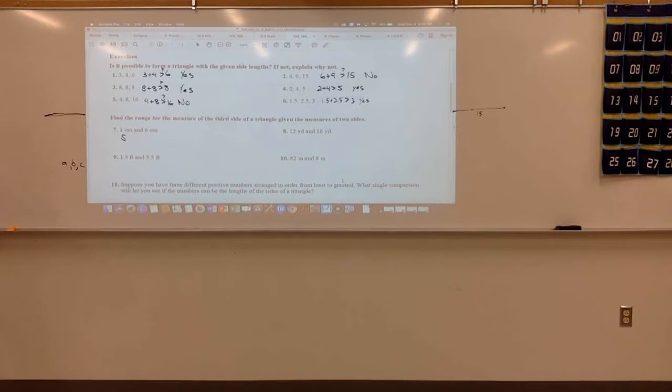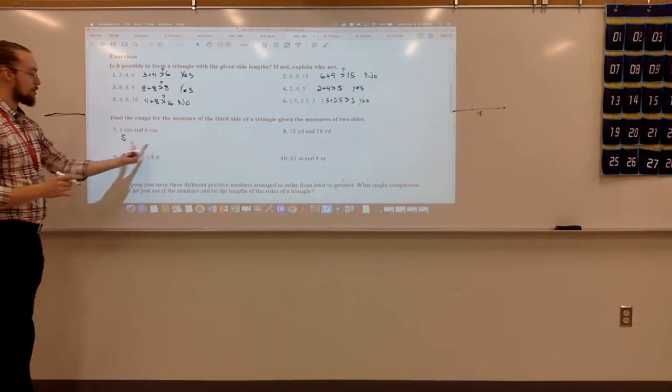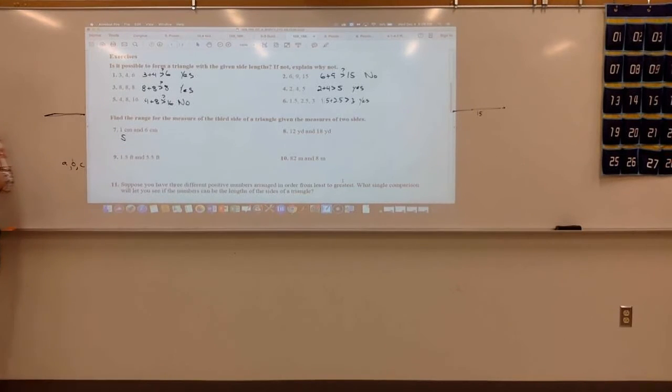Now we're going to combine these 2 numbers into a compound inequality. So we'll write the 2 numbers first, and then we'll write the inequality here.